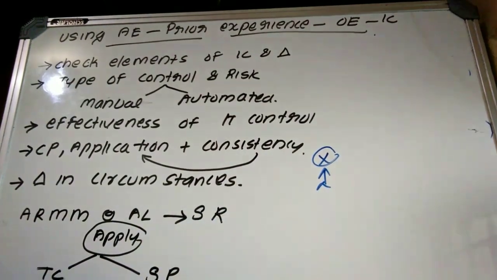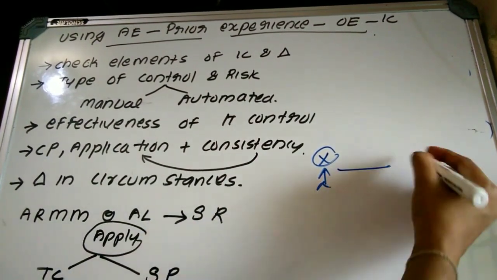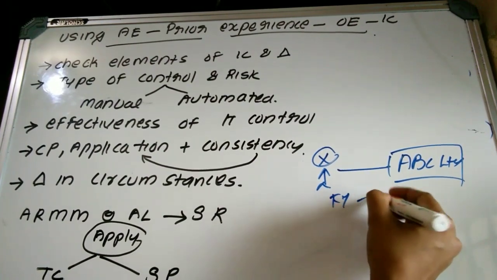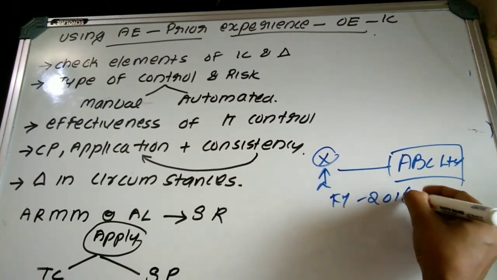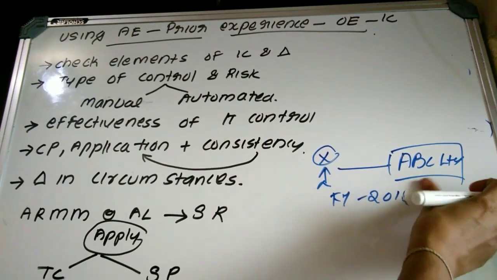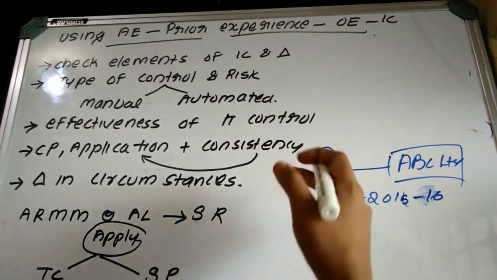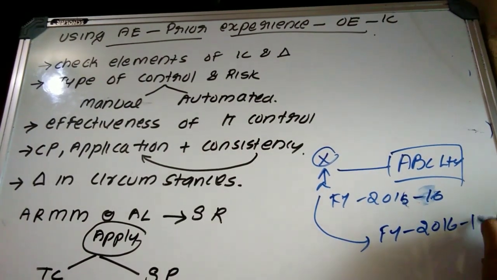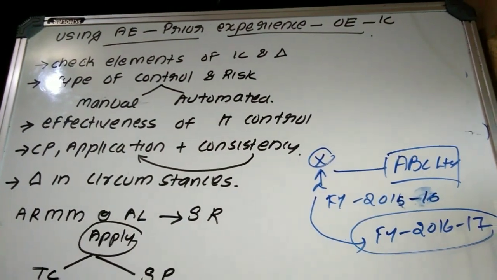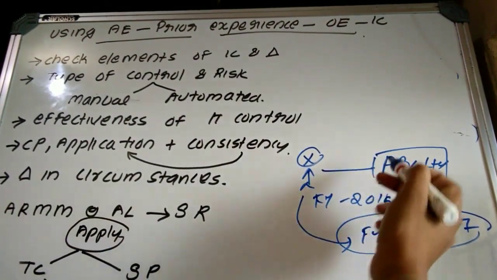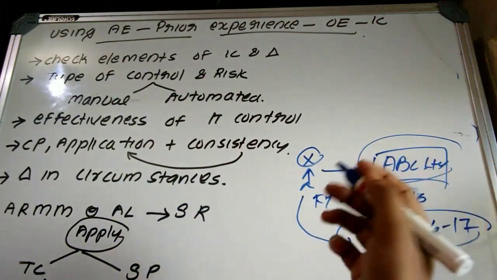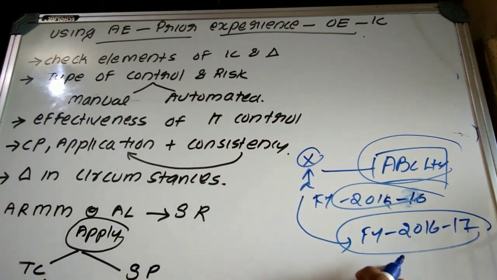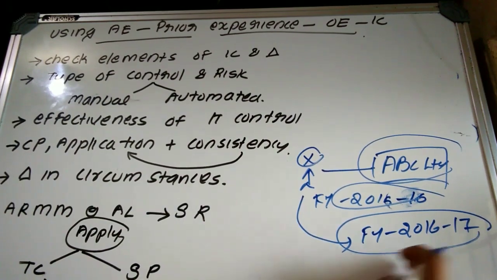X, who is a chartered accountant, was the auditor of ABC Limited for financial year 2015-16, and the same auditor X is appointed to audit for the financial year 2016-17. So here my question is, he has already obtained audit evidence with respect to ABC Limited and its operational efficiency in 15-16, and the same auditor is appointed in the financial year 2016-17.